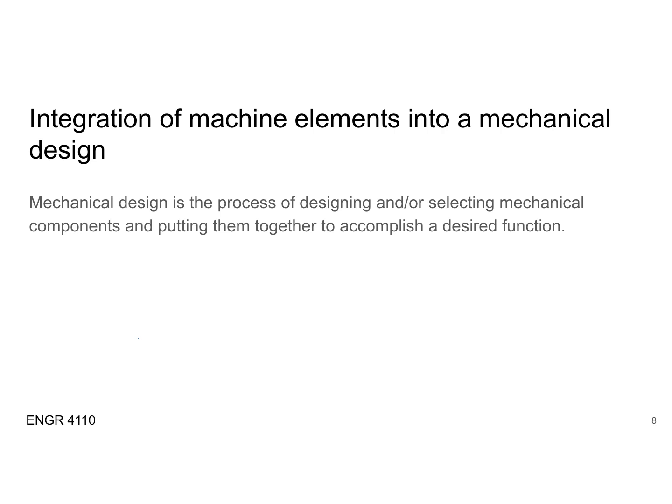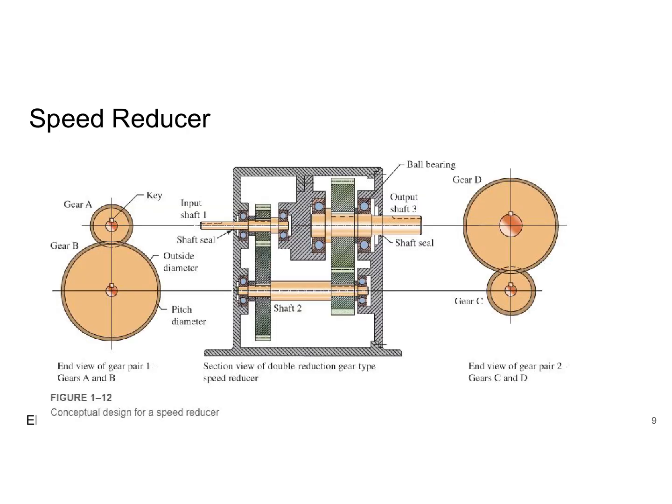And then putting them together to accomplish a desired function. Okay? So that is the integration of machine elements. And then the process of designing, selecting mechanical components, then integrating them together or putting them together to accomplish a desired function. So an example of that is the speed reducer.